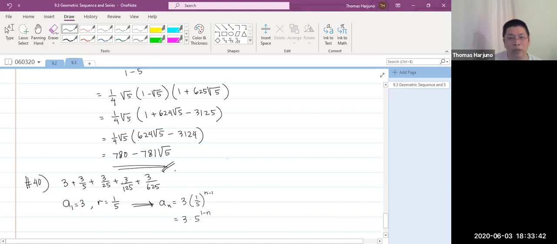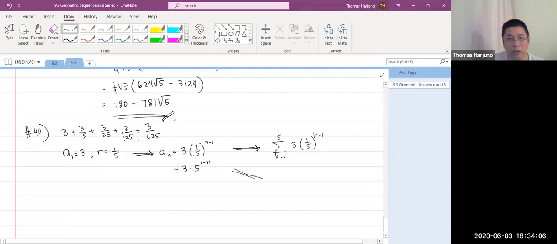Okay, so the summation notation, they want us to write it in summation notation. So when k equals 1 up to 5, there are 5 terms, 3 times 1/5 to the k minus 1. Or if you use this notation here, this is k equals 1 to 5, 3 times 5 to the 1 minus k. And either one is okay.